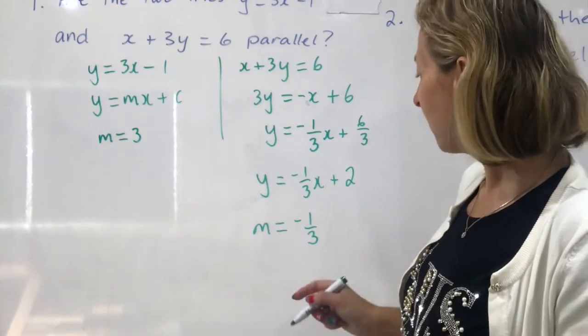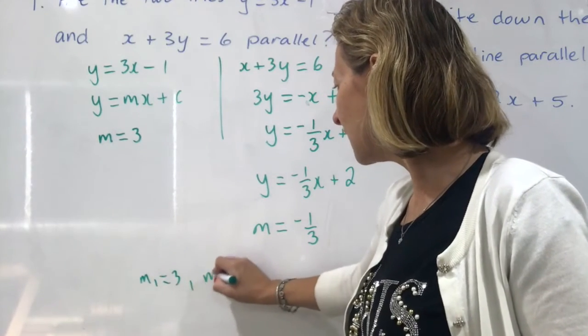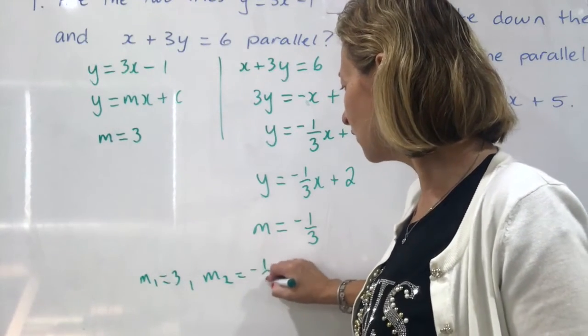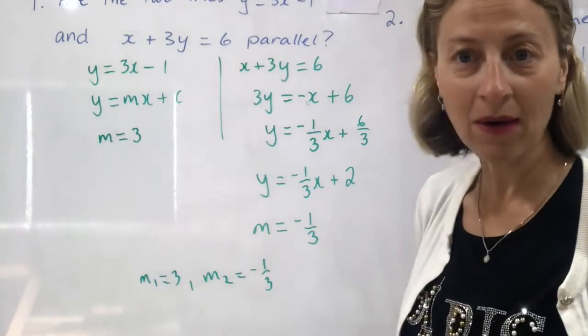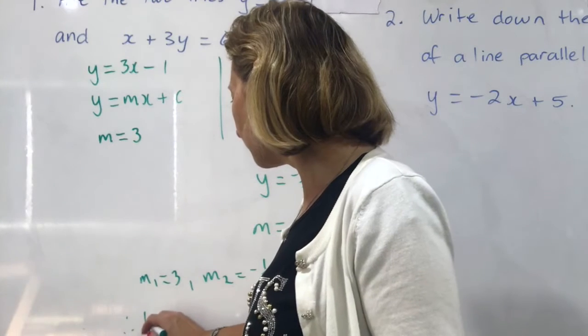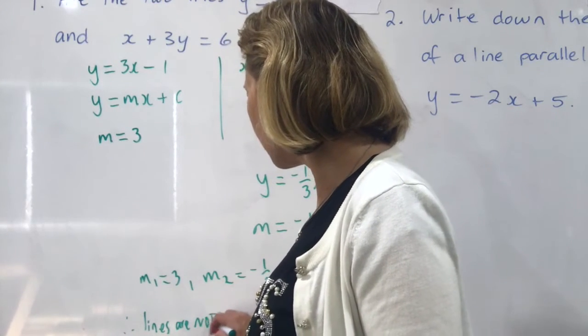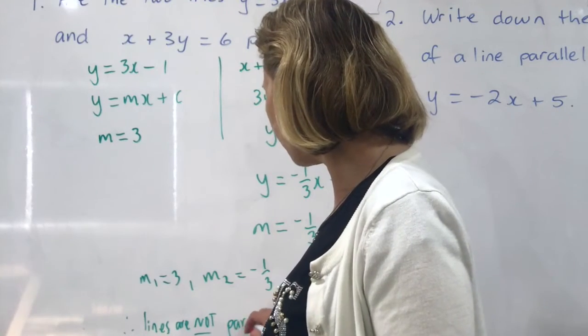Are the two lines parallel? Well, we've got m1 equals 3, and m2 equals minus a third. Therefore, the lines are not parallel because they are not equal. Lines are not parallel.